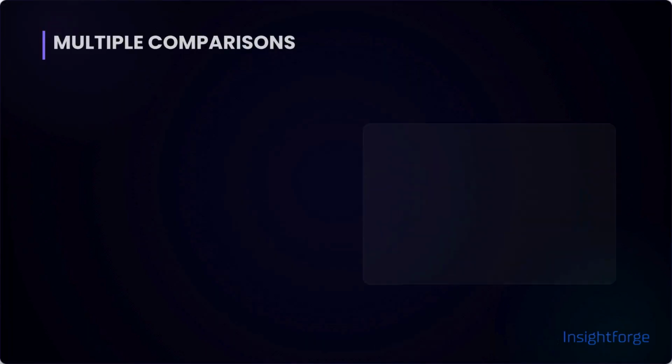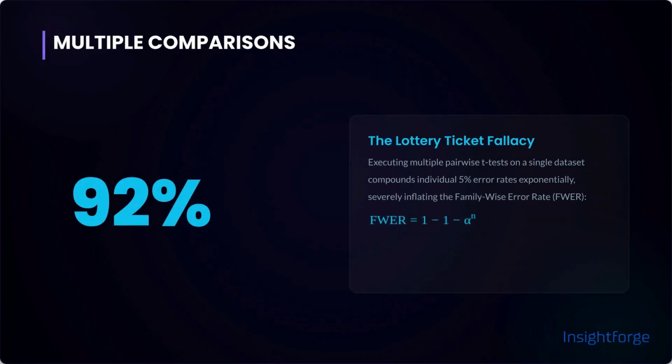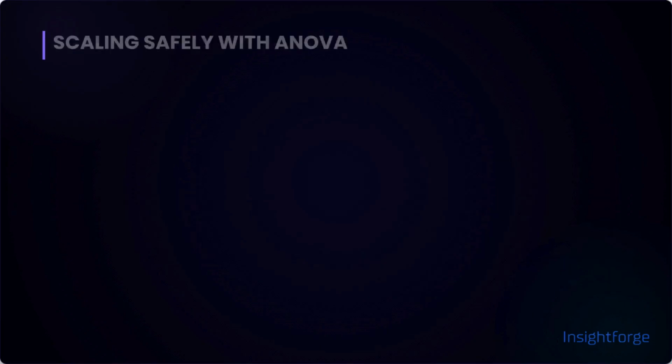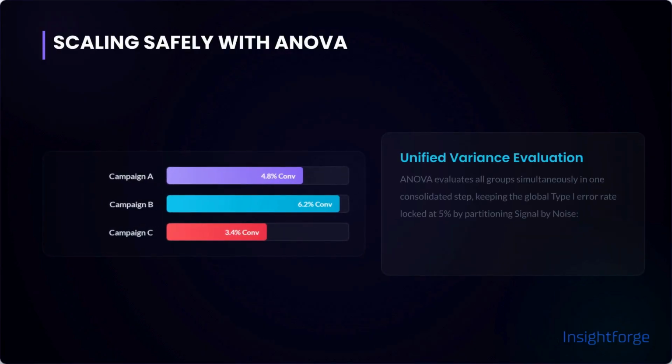The lottery ticket fallacy occurs when performing multiple pairwise t-tests, which exponentially inflates your family-wise error rate. Just 6 tests can drive your false positive risk to over 26%. ANOVA is the solution for scaling safely. It evaluates all groups simultaneously in one step, effectively keeping your global type 1 error rate locked at 5%.